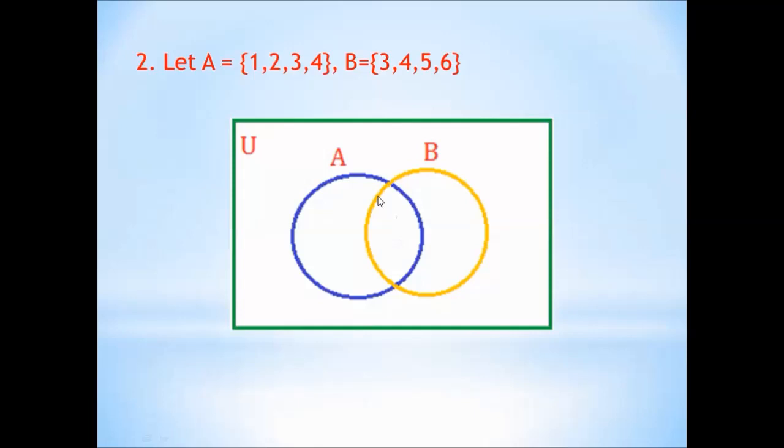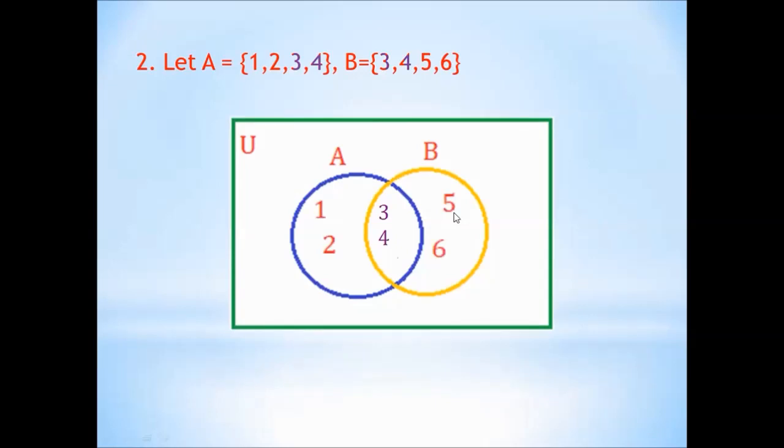So this common part represents the common elements. Look, 3 and 4 are common, so you have to write 3 and 4 in the common part of A and B. Now what do we write in the remaining part of A? Obviously the remaining elements of A. Similarly, we will write the remaining elements of B in the remaining part of B.